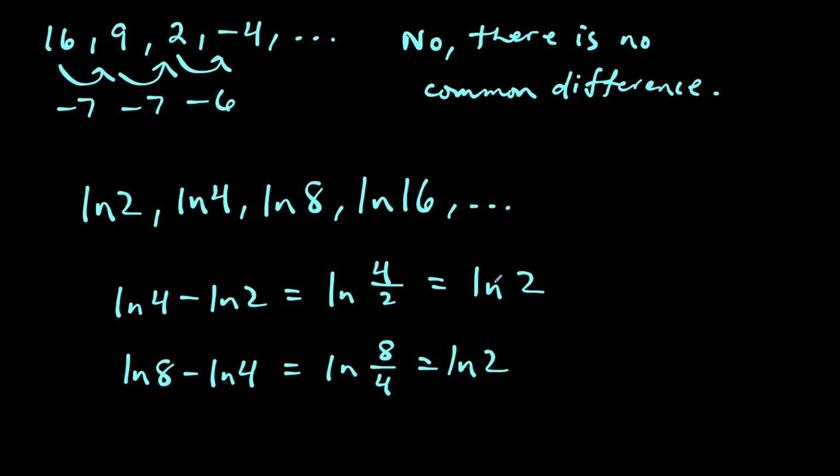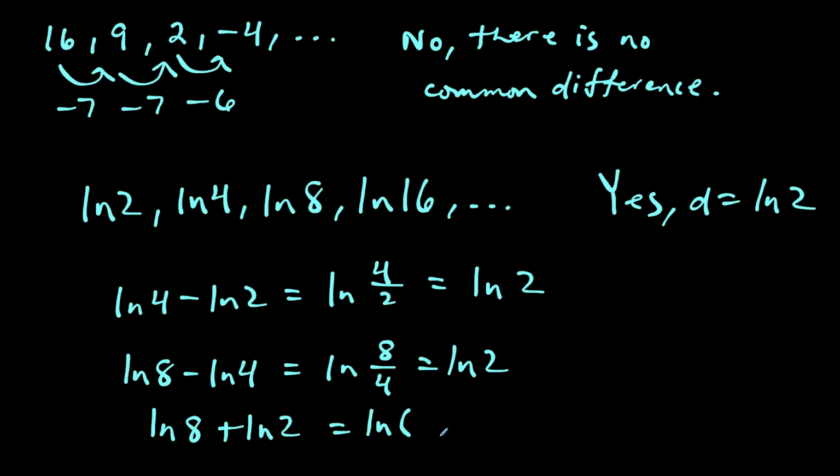So by now, I'm pretty convinced that this is going to be a yes, but just to be certain, I'm going to see what happens if I add natural log 2 to natural log of 8, because right now I'm saying yes, and the common difference is natural log of 2. But if I add the common difference to natural log 8, I could use the multiplication property, combine those two logs by multiplication, and that's going to give me the next term, which is natural log of 16. So this is going to check out as our common difference.